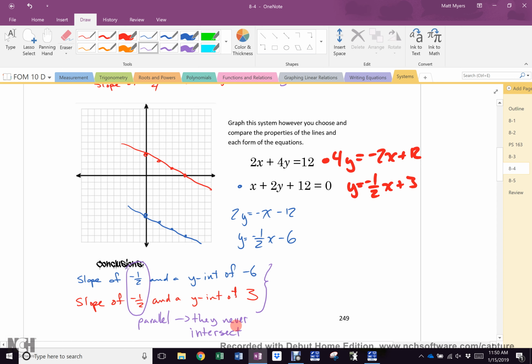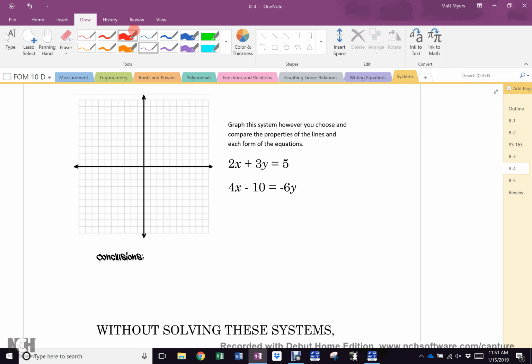So would there ever be any point in attempting to do elimination or substitution on this system? Why not, Joseph? They'll never intersect. They have the same slope. Because they have the same slope and a different y-intercept. Everybody understand? Excellent. Guess what? You're going to do it a third time. Turn the page over and do it again.